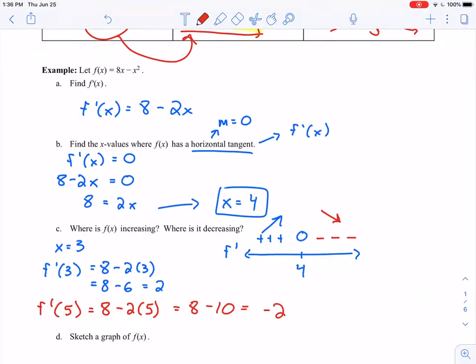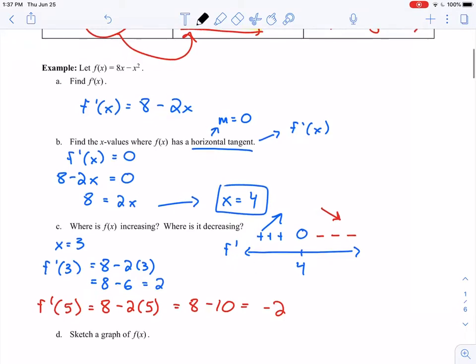The last part of this, though, is I need to determine where it's increasing and where it's decreasing. Because what I've really done is I've broken my number line up into two chunks. We've got this area over here to the left of 4. So that interval is negative infinity to 4. Now we're not including 4 because we said the derivative was 0 exactly at 4. It's technically neither positive nor negative.